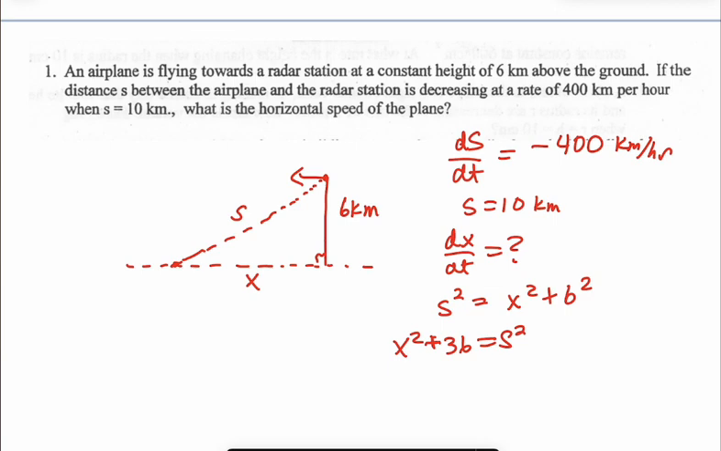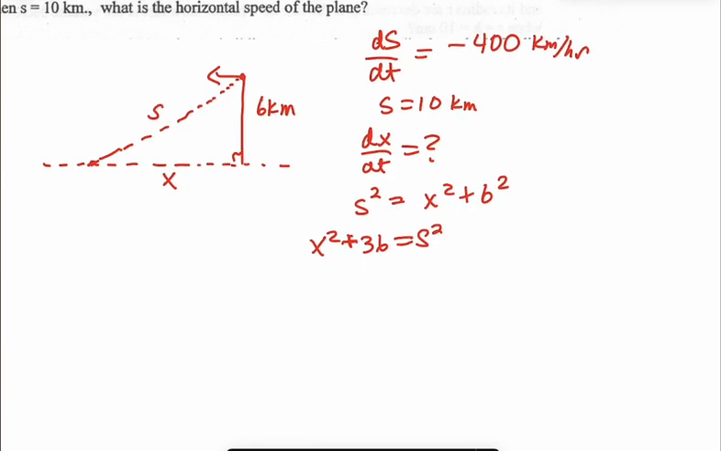So now we're ready to differentiate this with respect to time. With respect to time, this would be 2x dx/dt. The derivative of a constant is 0. That's always great when they say they're going at a constant. And then s squared would be 2s ds/dt. Okay, so guess what we got? We have something really nice.